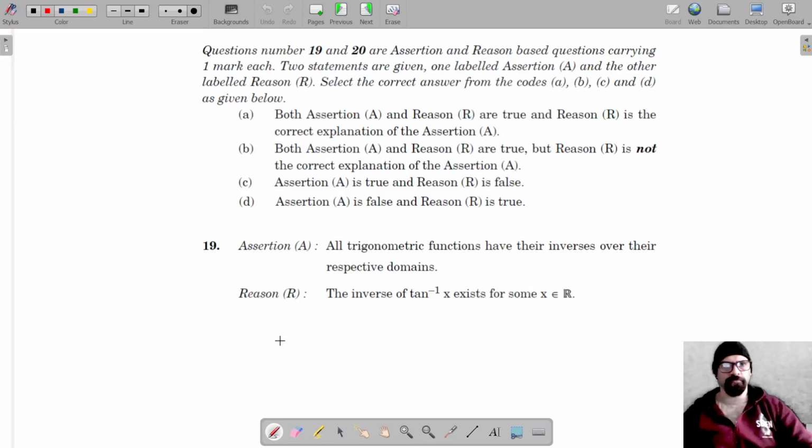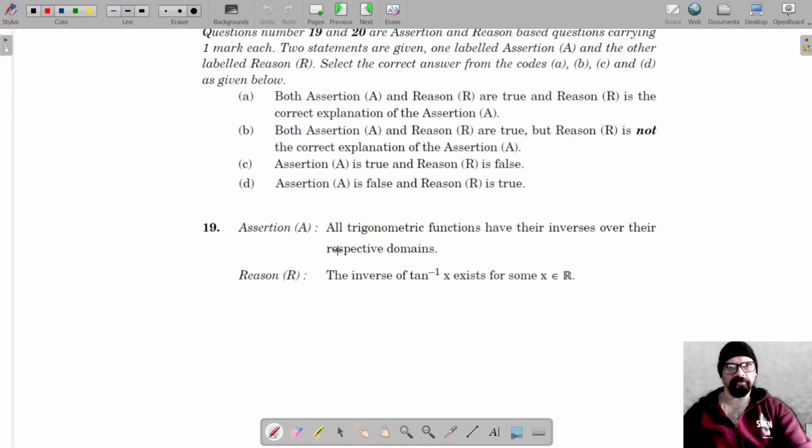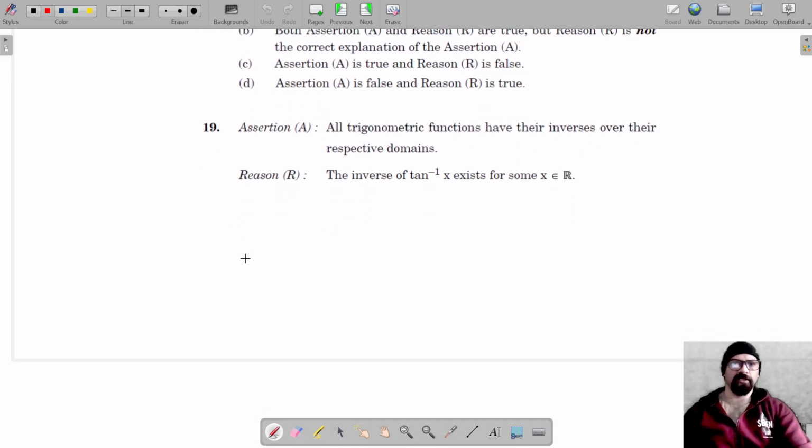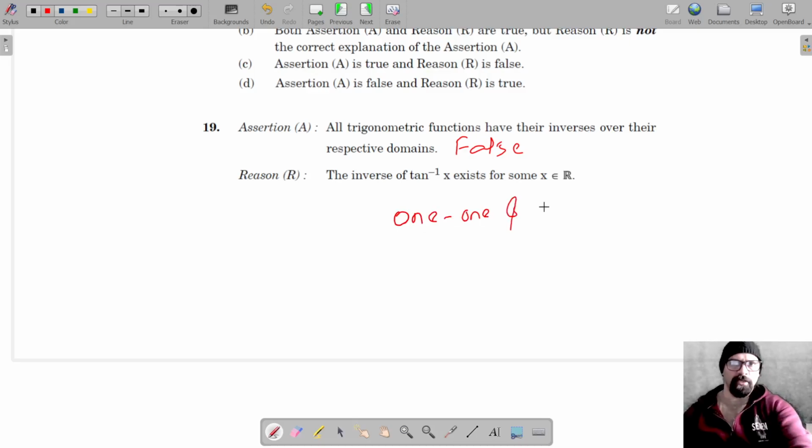Okay, for question number 19, which is assertion and reason based, the assertion says that all trigonometric functions have their inverses over their respective domains, which is false because the inverses exist only on restricted domains. Let me show you how. A trigonometric function is an invertible function when it is one-one and onto.